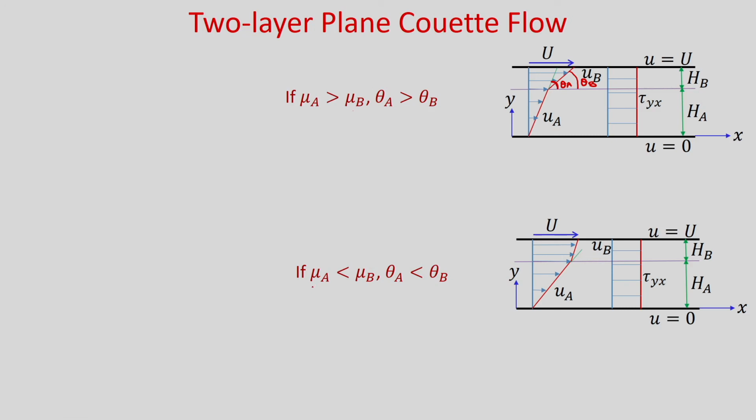And if you consider that mu_A is less than mu_B, then you can show that theta_A will be less than theta_B. So, you can see this is theta_A and this is theta_B. So, theta_A obviously is less than theta_B, and your velocity profile will be like this. After that, theta_B will be greater than theta_A, so the u_B velocity profile will look like this. In this way you can plot the velocities in the two different fluid domains.